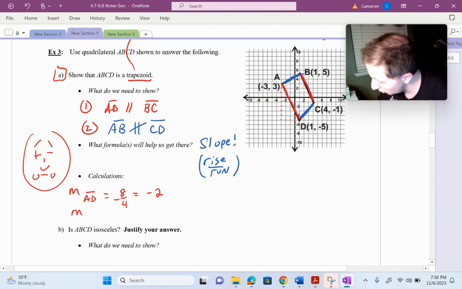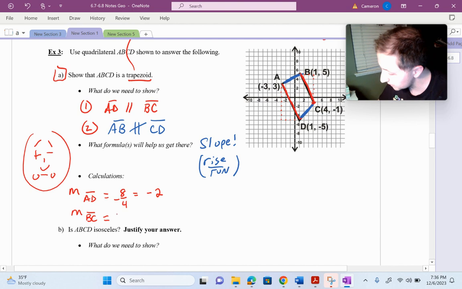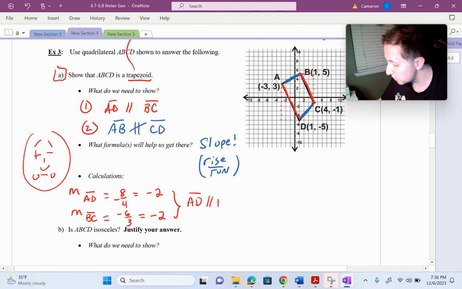And then I'm going to do the slope of BC. I'm going to go from C to B this time, goes up 1, 2, 3, 4, 5, 6 over 1, 2, 3. Negative 6 over 3 would be negative 2. Same slope. If lines have the same slope, geometrically, that means that those two lines are parallel.